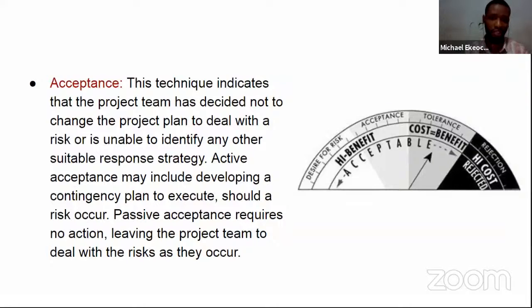So this technique indicates that the project team has decided not to change the project plan to deal with a risk, or is unable to identify any other suitable response strategy. So there are two types of acceptance. It can either be active or passive acceptance. In active acceptance, you might make contingency plans, you might make backup plans to execute should a particular risk occur. And in passive acceptance, you're not taking any action at all. You're just leaving the project team to deal with the risks as they occur. You're just winging it.